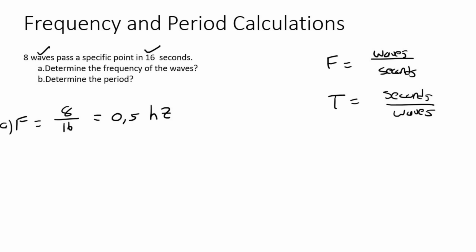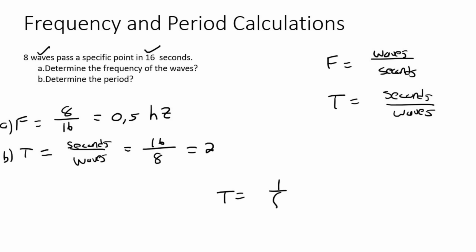For question B, so that was question A, question B, the period. Well, the period is equal to the number of seconds divided by the number of waves, and that's going to be 16 seconds divided by 8, which is 2. You could also say that T is equal to 1 over F, and so you could have said that the period is 1 over the frequency, which is 0.5, and that's going to equal 2 seconds. I should say 2 seconds. Okay.